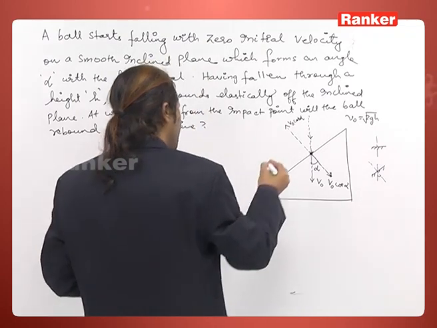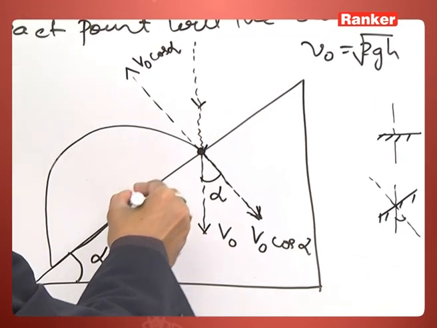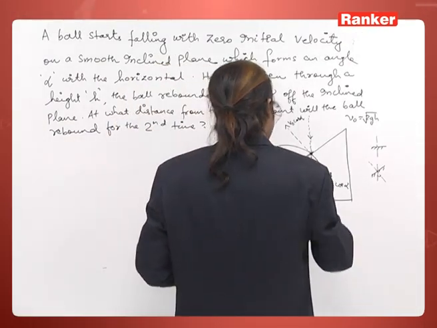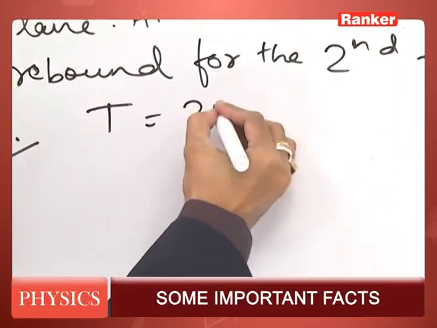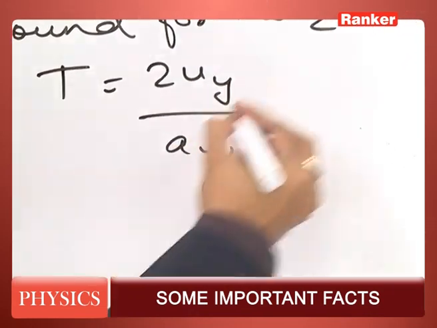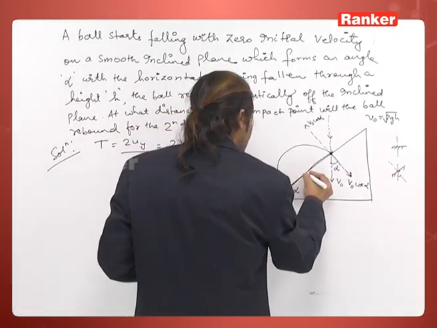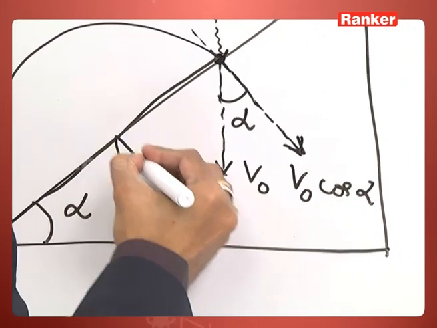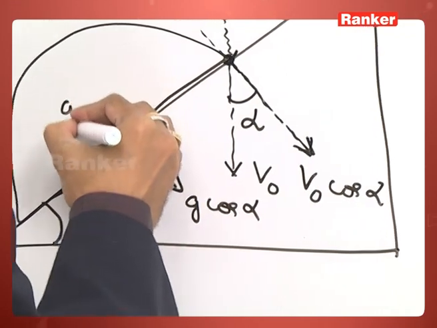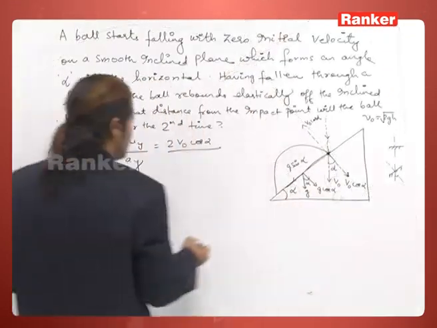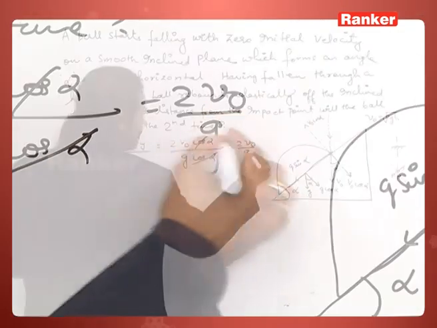Now, he is asking what is the range. This one. Now, let us have the time period. Time period is always 2uy by ay, always. Ay is, this is g, this is alpha, so this is g cos alpha, this is g sin alpha. So Ay is g cos alpha, cancels out, 2v naught by g.